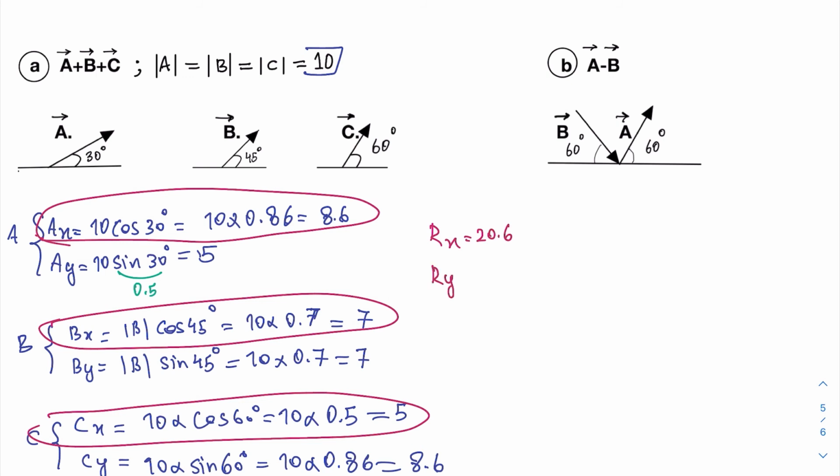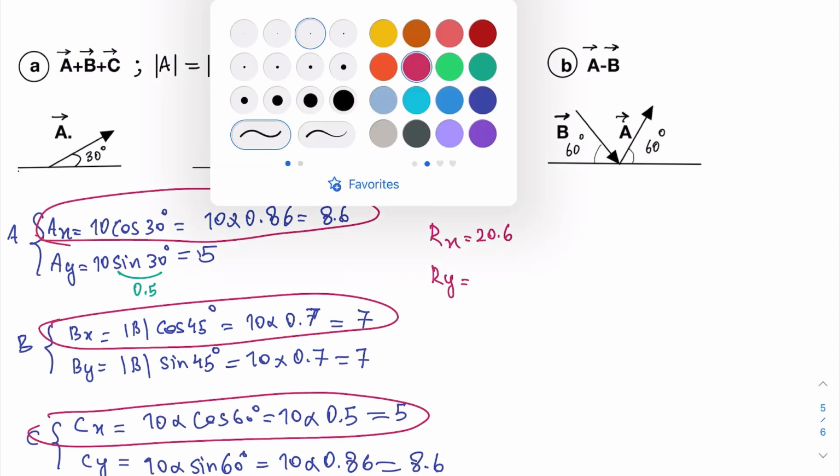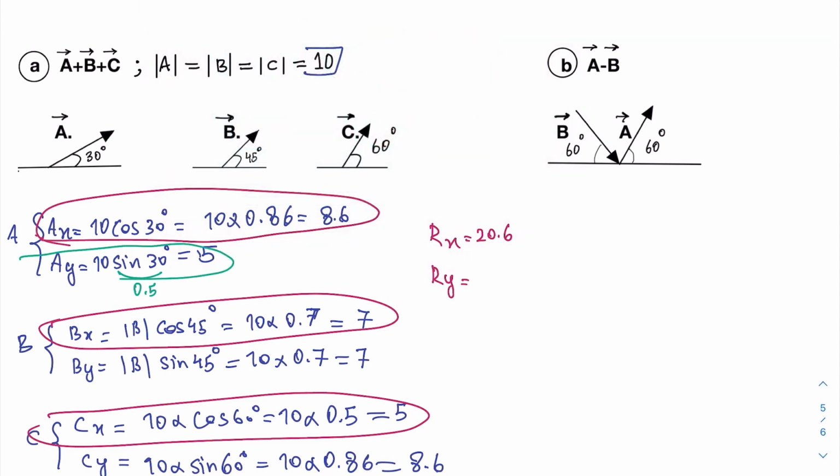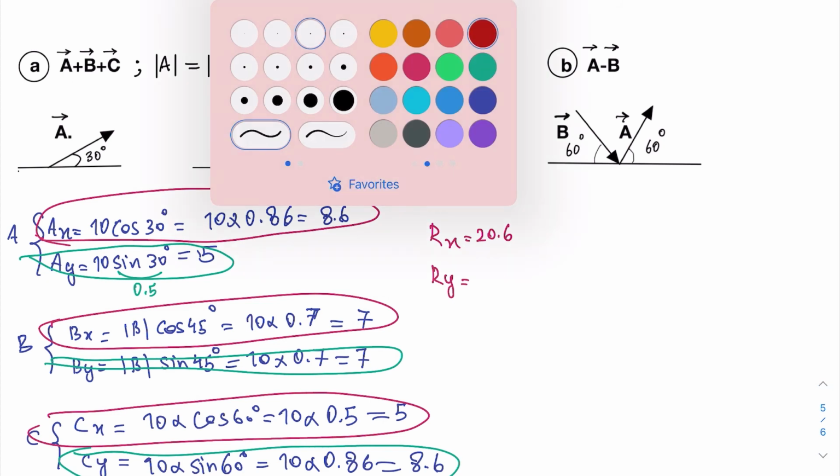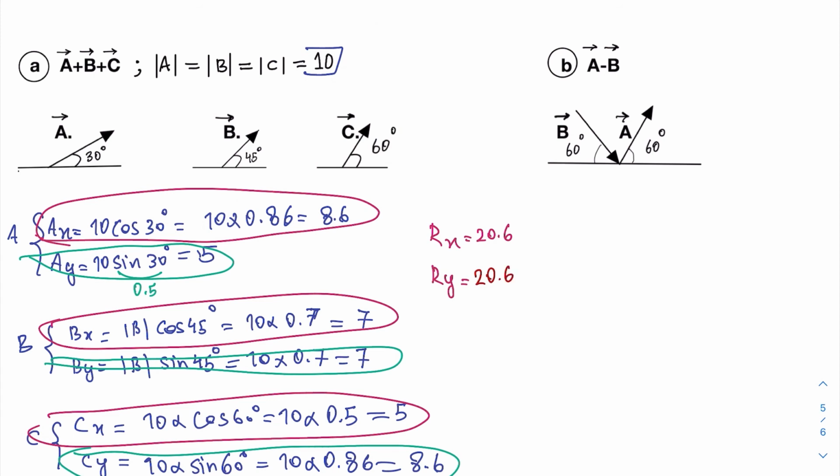And my resultant vector component y, I will add up all y components together. So I'll just add them up together, and this will be 5 plus 7 plus 8.6. Let me write it here. 20.6.